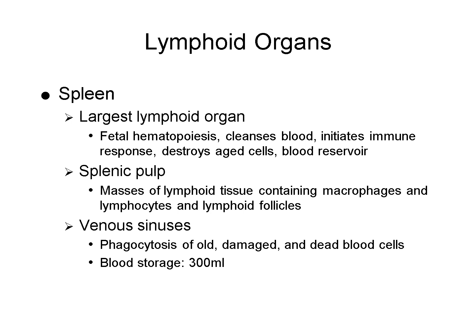The splenic pulp contains masses of lymphoid tissue, rich in macrophages and lymphocytes, while venous sinuses are sites where old blood cells are phagocytosed and destroyed.